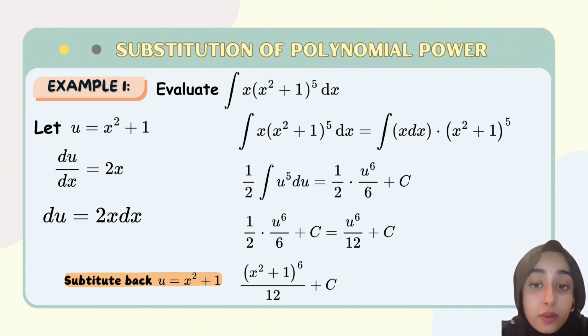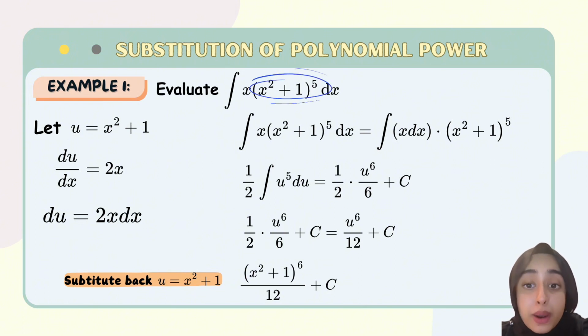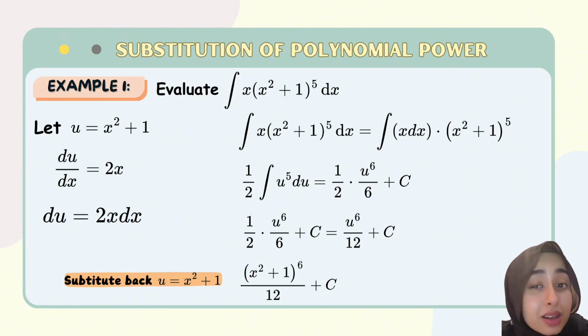For step 1, we have to understand the structure of the integral. The given integral is x times (x squared plus 1) to the power of 5 dx. We can notice that the term (x squared plus 1) to the power of 5 is a composite function. A composite function means a function inside another function. The derivative of x squared plus 1 is 2x, and we already see an x present in the integral. This gives us a clue that substitution is a useful strategy to simplify the integral.